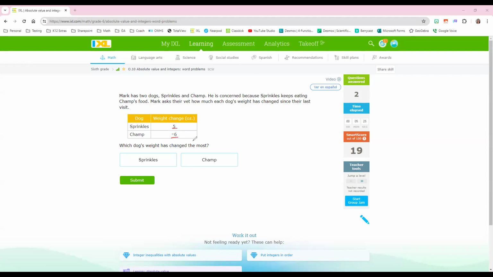Well, if we want to know who's changed the most, again, we're going to think about that as distance because we had their starting point and then one changed by 5, one changed by negative 6. But if he just wants to know who changed the most, doesn't matter whether it was an increase or a decrease, just who changed the most, we want to take the absolute value. So the absolute value of a positive 5 is a positive 5. The absolute value of negative 6 is a positive 6. So who changed the most? Well, 6 is more than 5, so that means Champ's weight changed more.